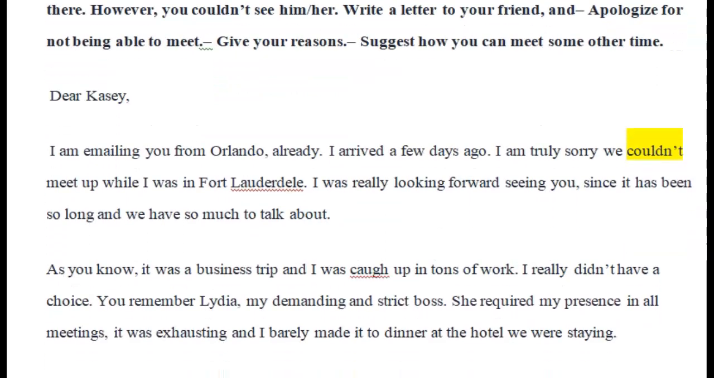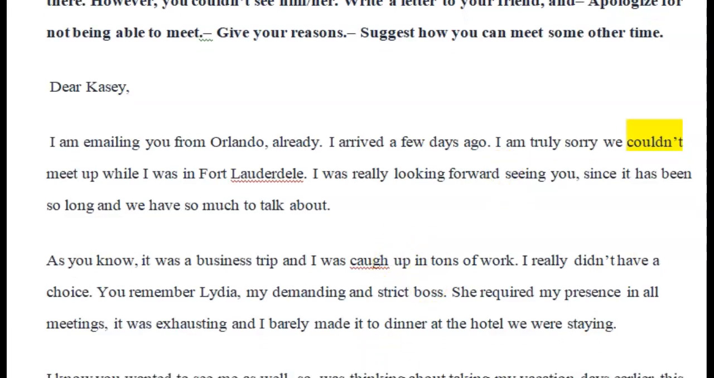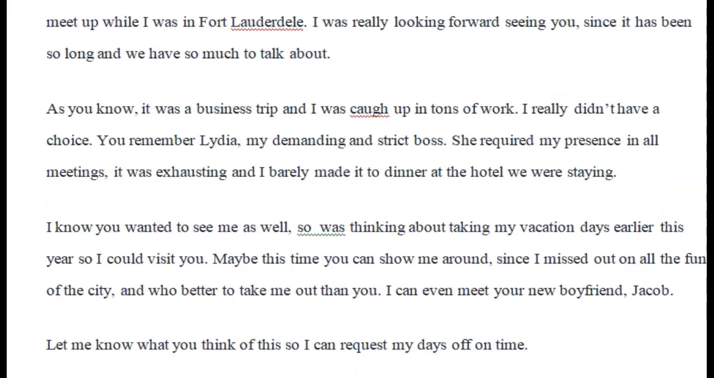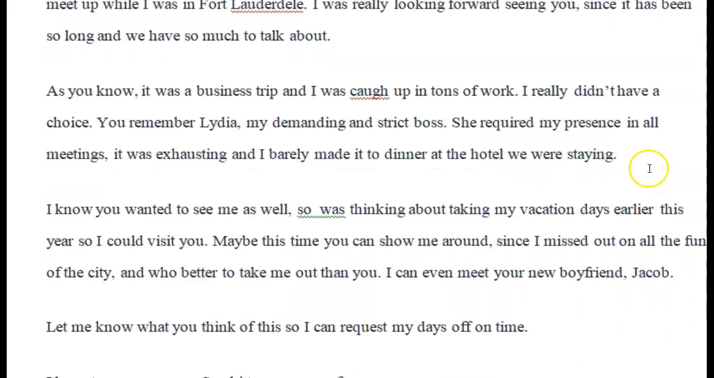Dear Casey, I am emailing you from Orlando already. I arrived a few days ago. I am truly sorry we couldn't meet up while I was in Fort Lauderdale. I was really looking forward to, forgot the word, seeing you since it has been so long. We have so much to talk about. As you know, it was a business trip and I was caught up in tons of work. I really didn't have a choice. You remember Lydia, my demanding and strict boss. She required my presence in all meetings. It was exhausting and I barely made it to dinner at the hotel where we were staying.